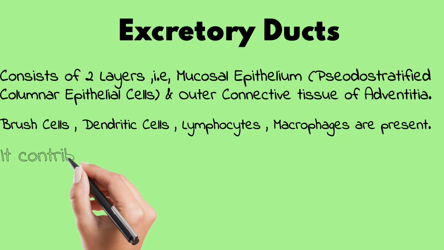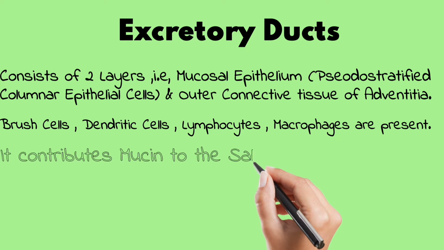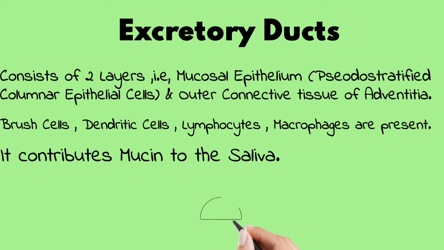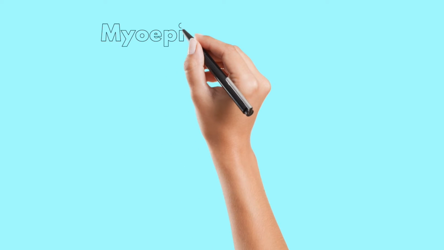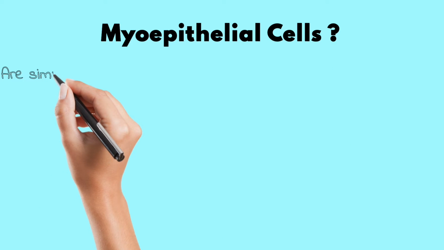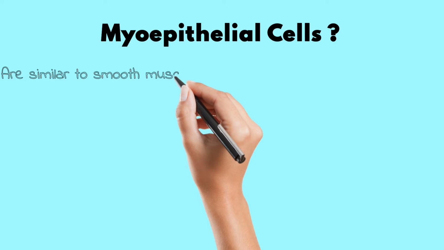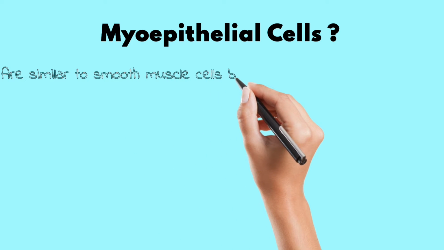Next, we will study the functions of the ductal system. The first function is that the primary saliva, that is the isotonic saliva, gets converted into the secondary saliva or the hypotonic saliva. Also, the intercalated and the striated ducts resorb some proteins, and the excretory duct modifies the tonicity of the saliva.